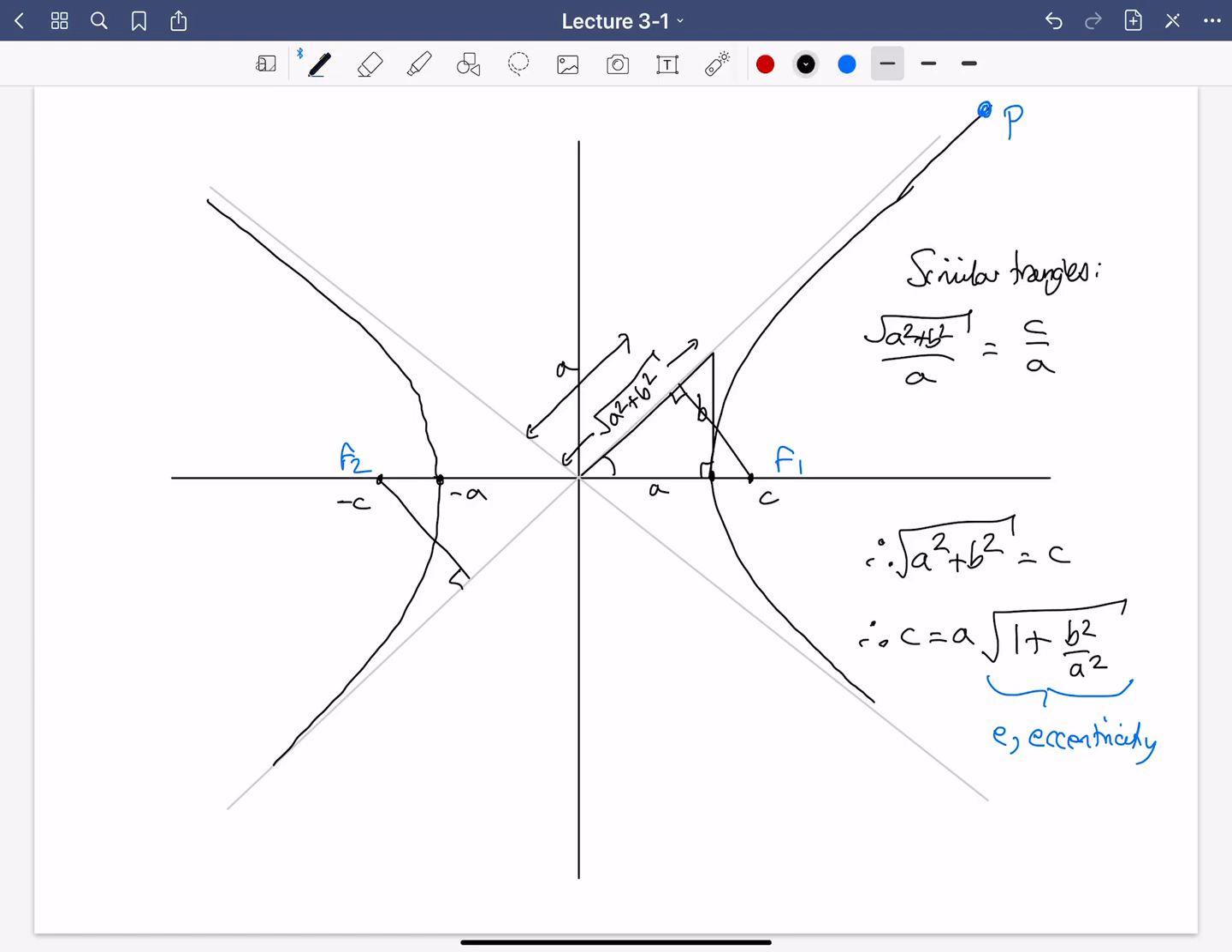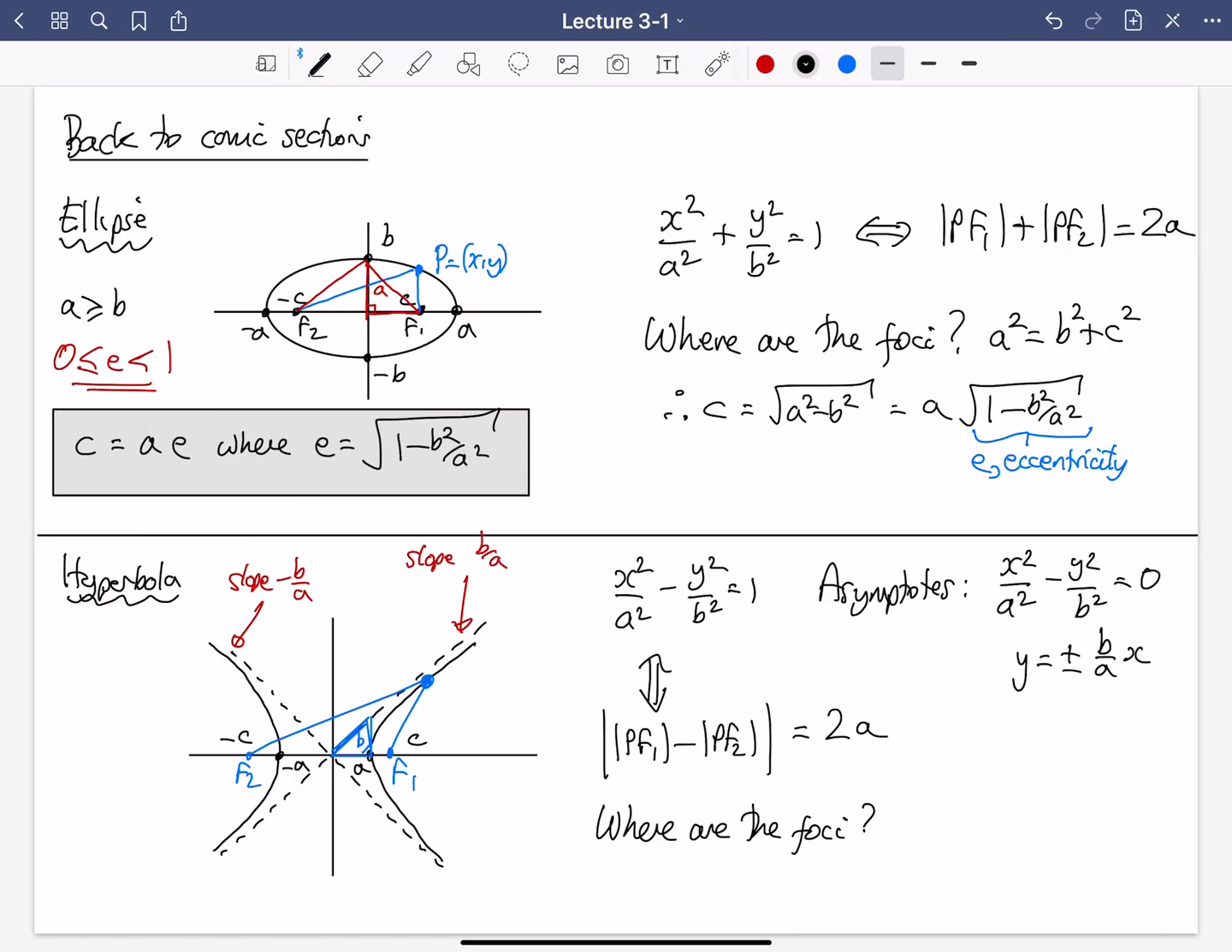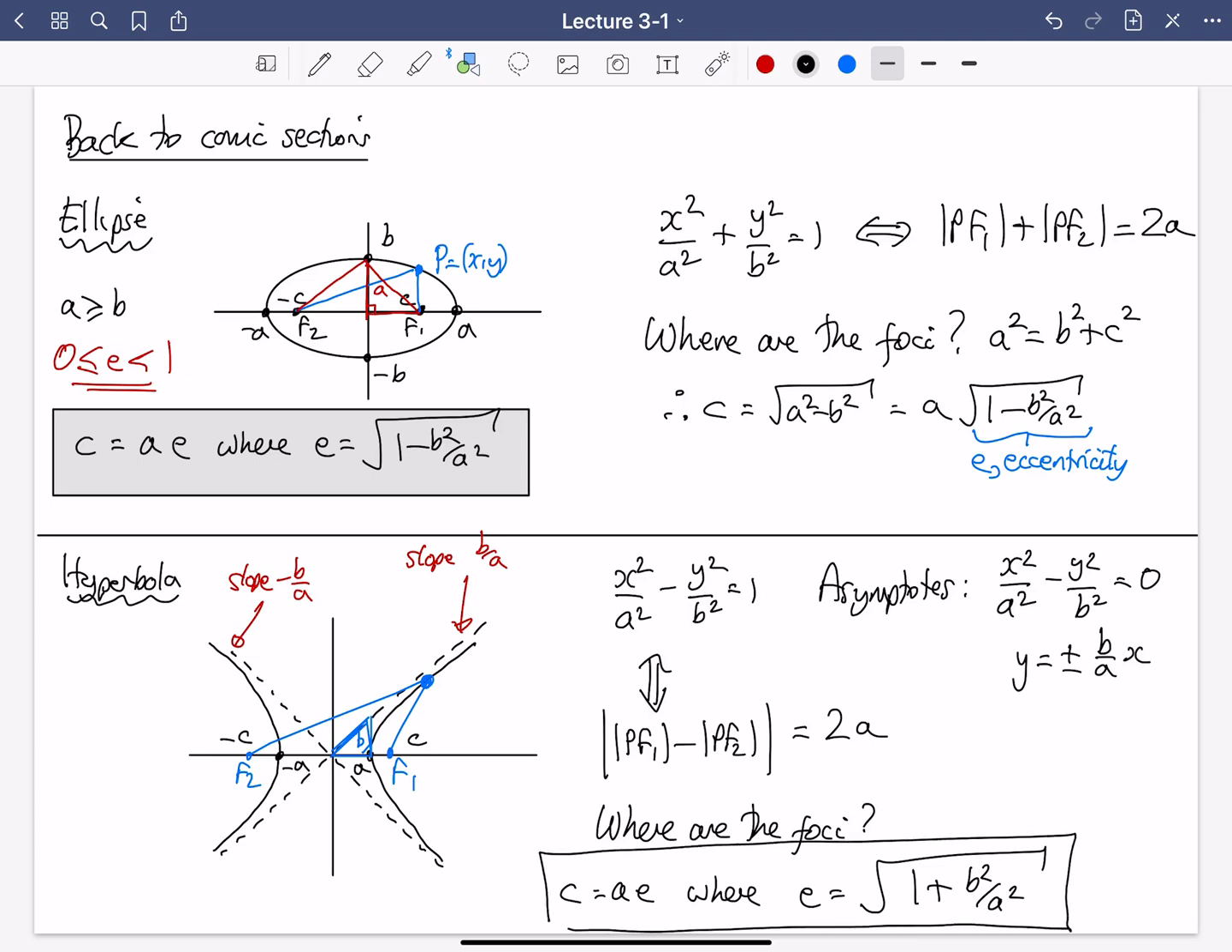Okay, so that's that little analysis. So the upshot is that again, c is a e, where e by definition is the square root of 1 plus b squared over a squared. That's the eccentricity in the case of the hyperbola. So it's very similar. The only difference is that in the formula for eccentricity for ellipse, there was a minus there. For hyperbola, there's a plus there. And so if you think about that, that means that for the hyperbola, this thing called the eccentricity is bigger than 1. Okay, so eccentricity 0 is a circle, between 0 and 1 is the ellipse, bigger than 1 is the hyperbola.